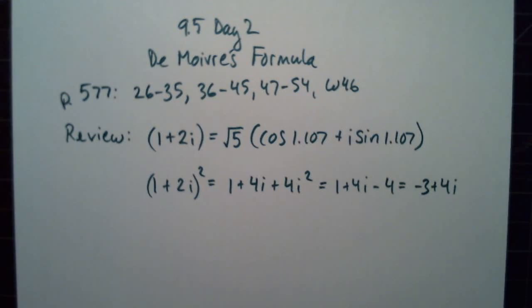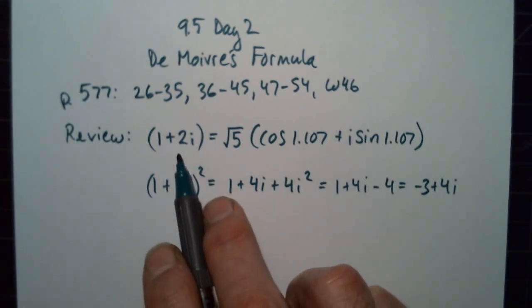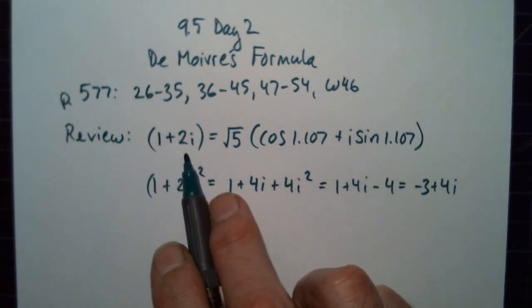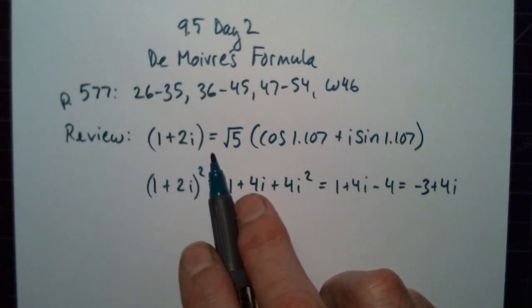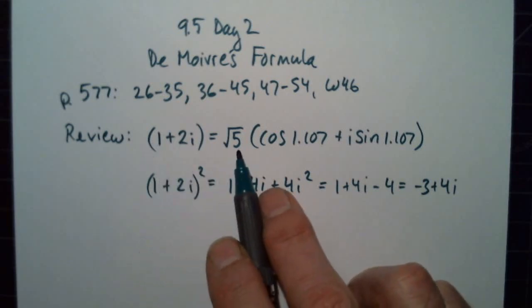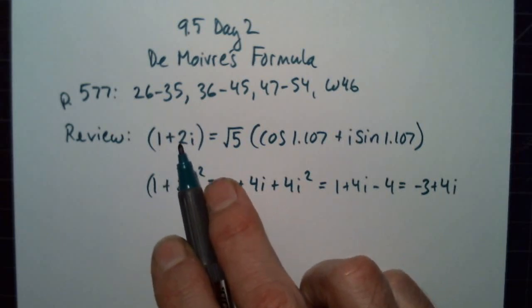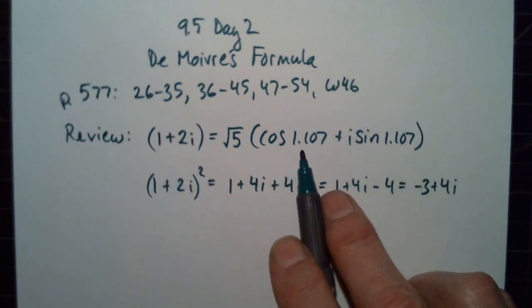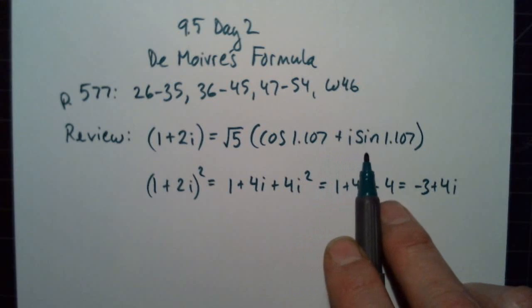Okay, in this lesson we're going to continue using the trigonometric form of complex numbers, and to review we have 1 plus 2i. We had this in the previous lesson, and we can write it in trig form. If we graph that and found the radius, it would be radical 5. And if we did inverse tangent of 2 over 1, we'd get 1.107 radians, and we can write it like this.